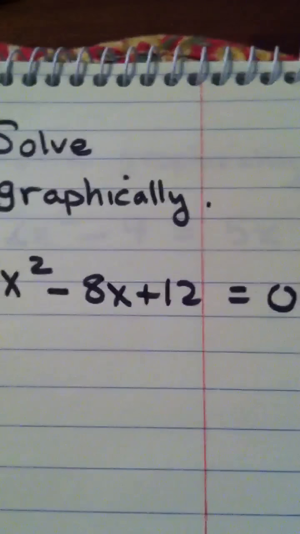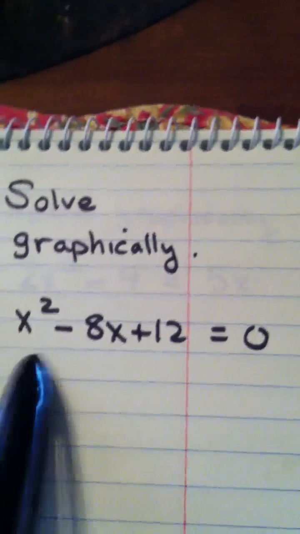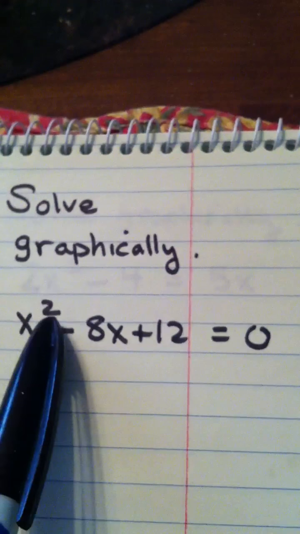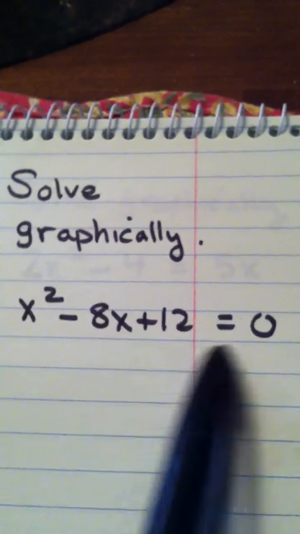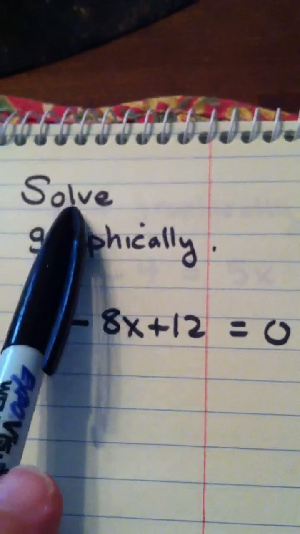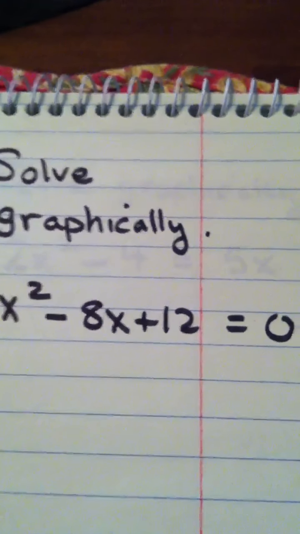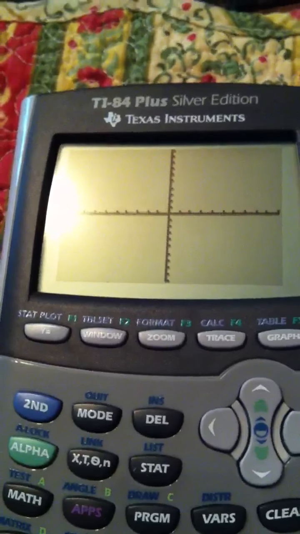All right, ladies and gentlemen, the next problem that we're solving is, again, an equation. It's a quadratic equation. Remember, when you have an equation of degree 2, which is called quadratic, you usually expect two solutions. This time the directions are very specific. Solve graphically. Definitely means time to pull out your calculator, okay?